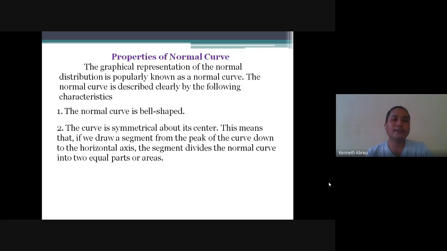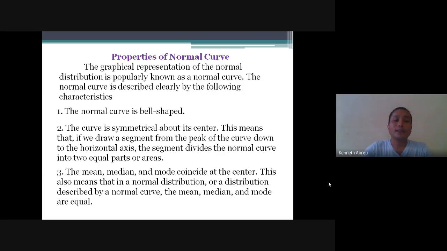The curve is symmetrical about its center. This means that if we draw a segment from the peak of the curve down to the horizontal axis, the segment divides the normal curve into two equal parts. So, ibig sabihin, kapag hinati daw natin yung ating normal curve sa gitna, symmetric daw sila or pantay. Whatever be the value nung nasa left side, ayun din yung magiging value ng nasa right side.